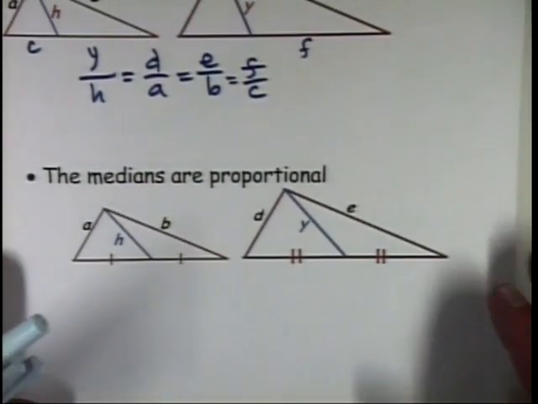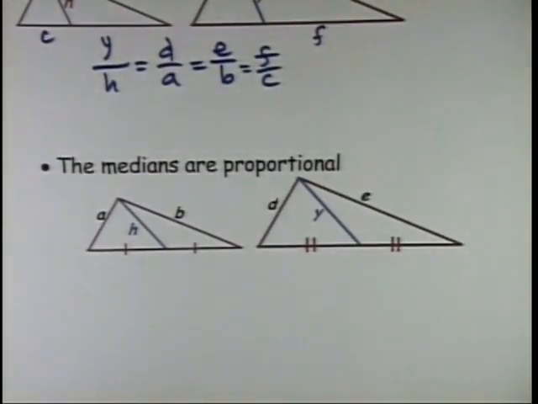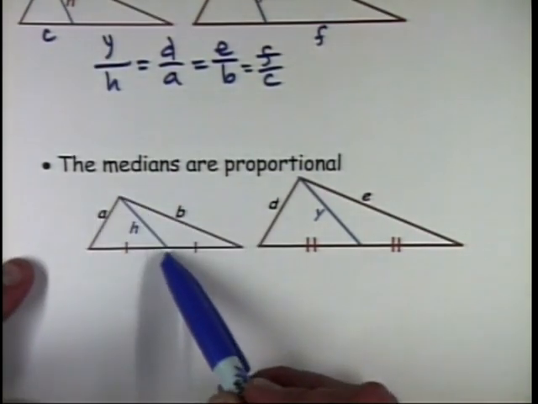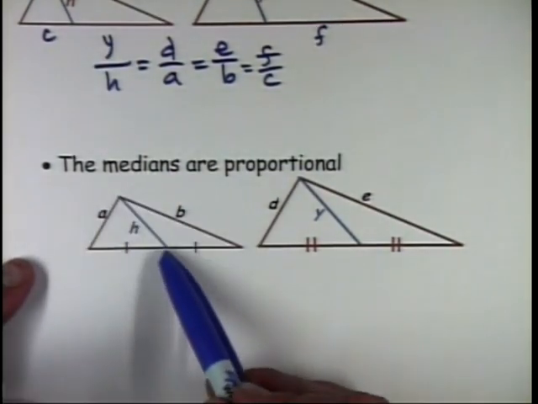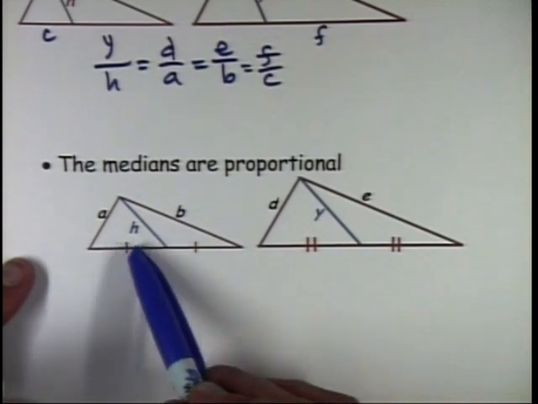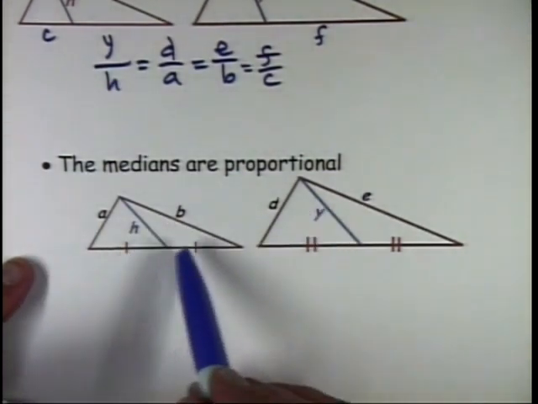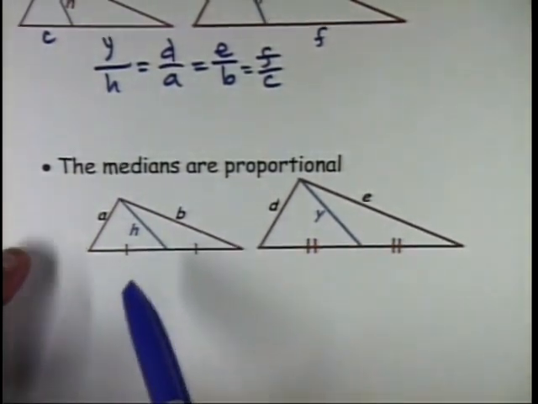And the last one here, the medians are proportional. So let's review a median. A median is also dropped from one vertex, but it's dropped in such a way that when it lands on the opposite side, it cuts that side in half. It bisects it. Okay, so I've denoted that with the two congruent marks here.